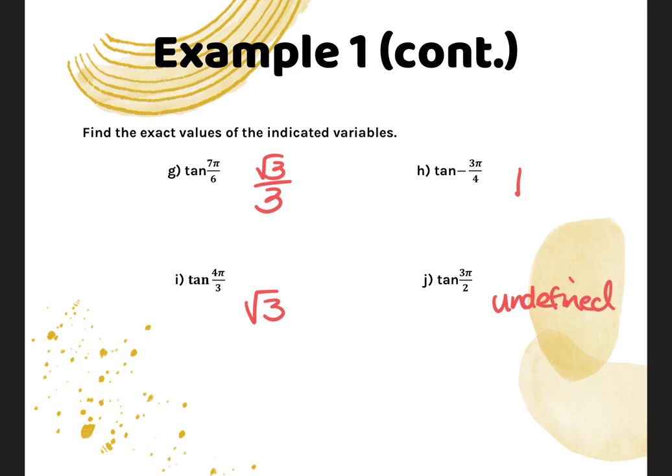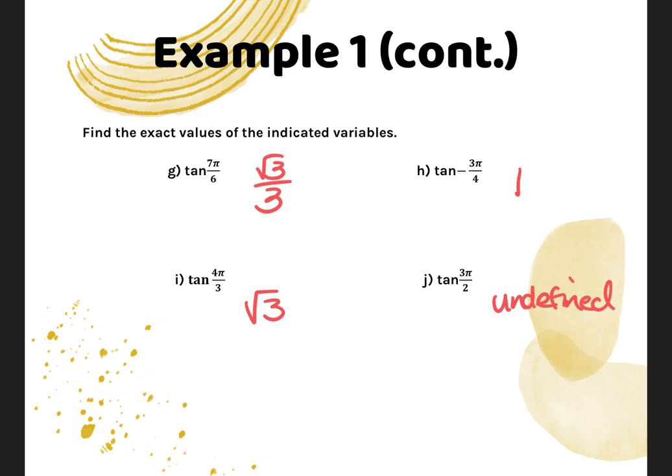4 pi over 3, my tangent's root 3. 4 pi over 3 is also in the third quadrant, so it's positive. And then 3 pi over 2, top or bottom, tangent's undefined. How'd you do? Good? Okay, great.